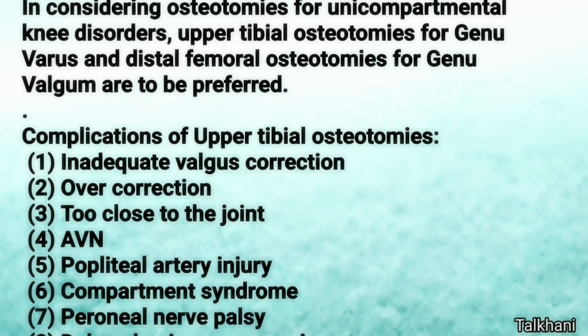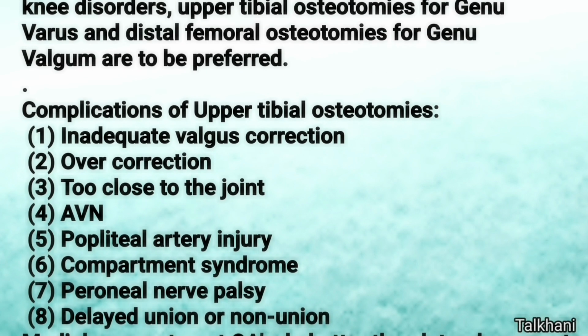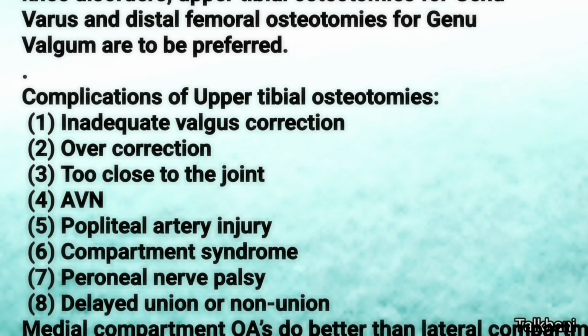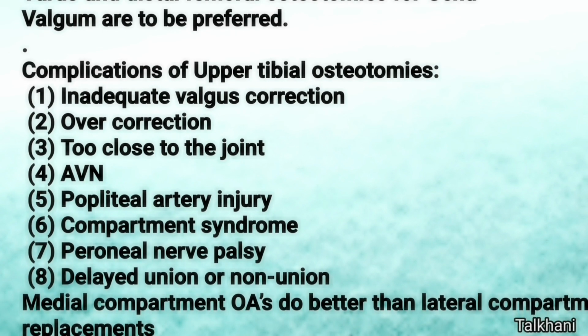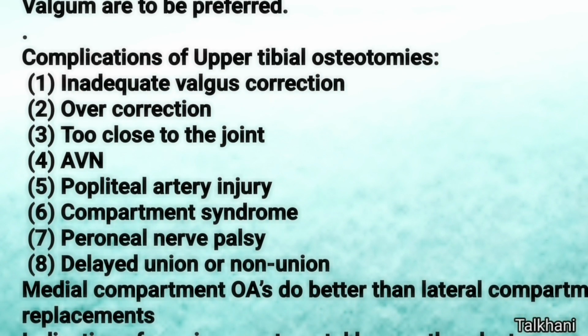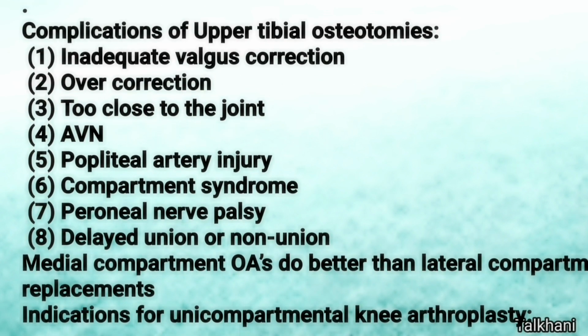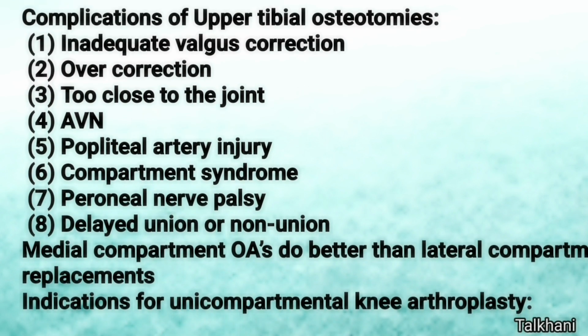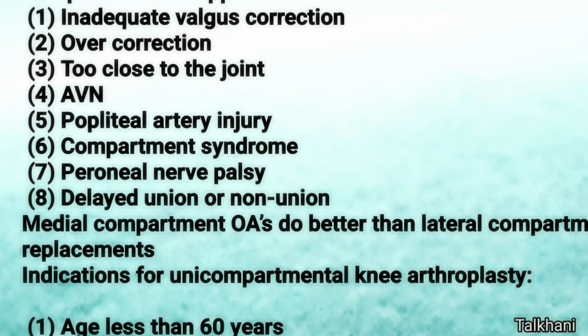Number 4, anterior realignment procedures like Maquet technique. Number 5, anteromedial realignment of the tibial tubercle. Degenerative diseases of the knee joint. In considering osteotomies for unicompartmental knee disorders, upper tibial osteotomies for genu varus and distal femoral osteotomies for genu valgum are to be preferred.